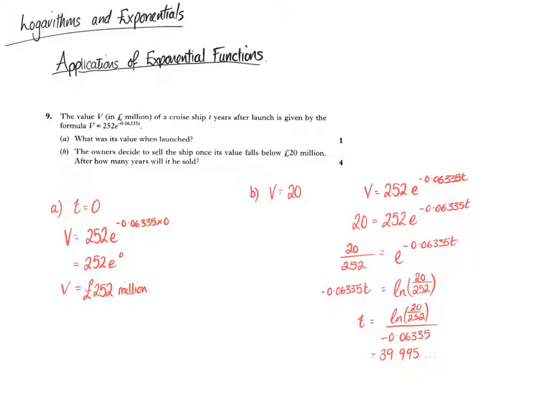Okay, so because it's asked us after how many years it'll be sold, it's quite nice to put a little sentence at the bottom. So this means that we could write: the boat will reach a value of 20 million.